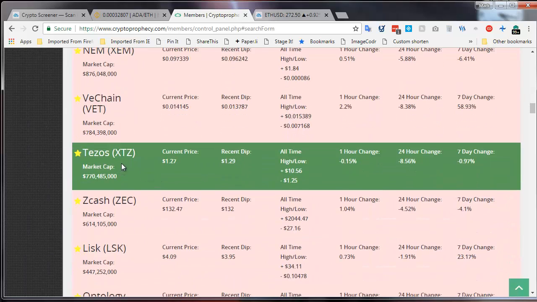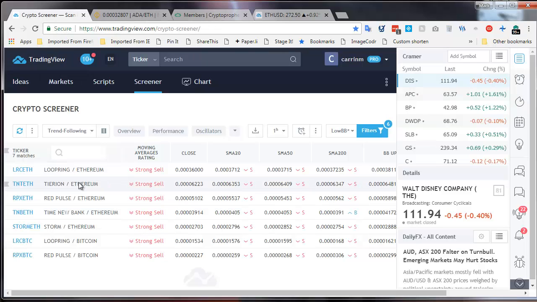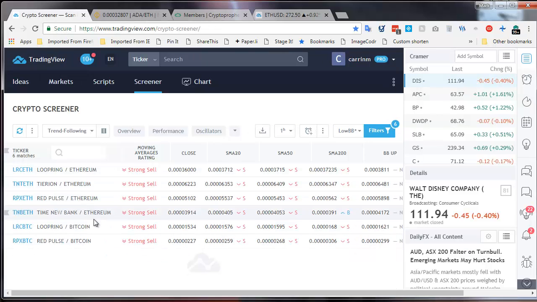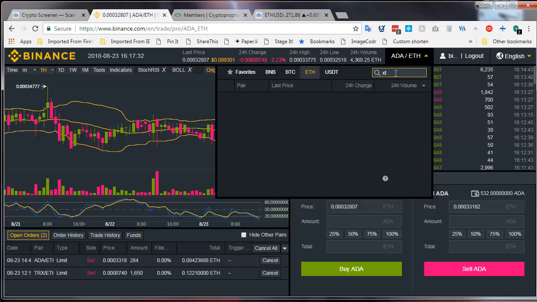So we could see, if XTZ is listed, we could then go and see how it looks on here, but is it on this screening list here? Ideally what I want is it to be on this screen here, and also on the crypto Propecy screen. Let's go to XTZ. XTZ is not currently tradable on this exchange, so that one I have to ignore.